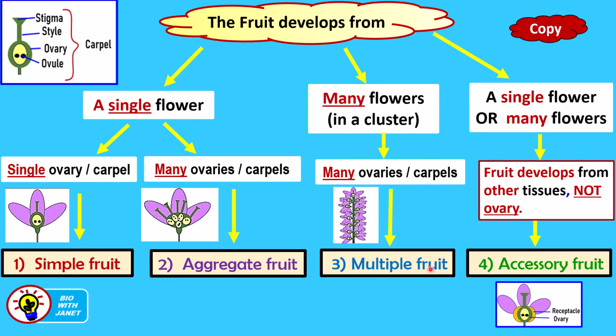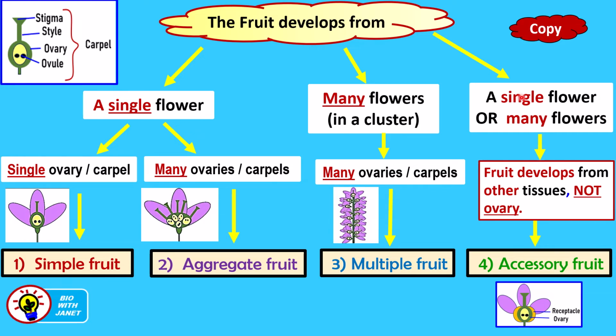That is called a multiple fruit. An example is the pineapple. Pineapple is not formed from just one ovary. The fruit is formed from many ovaries that develop to form the fruit, and these ovaries are found in many different flowers that are grouped together.